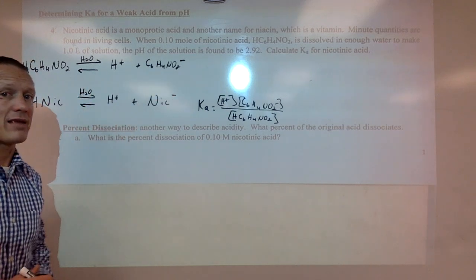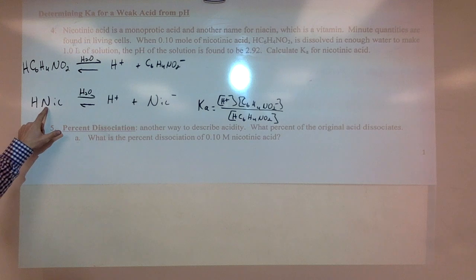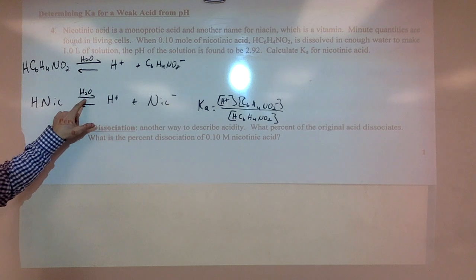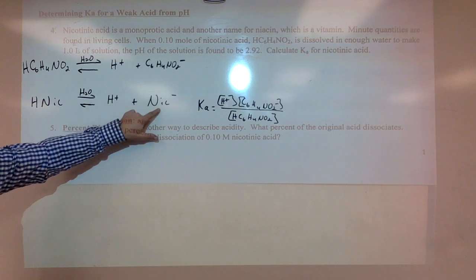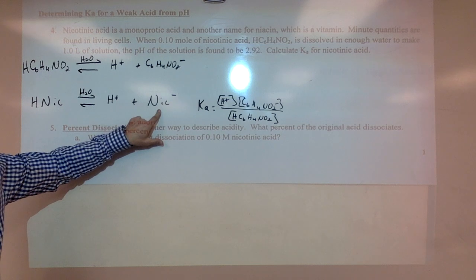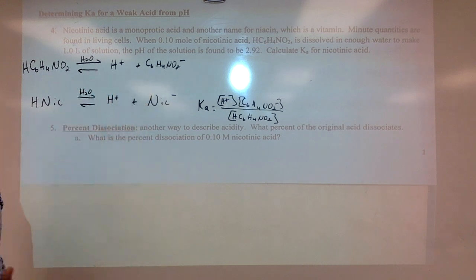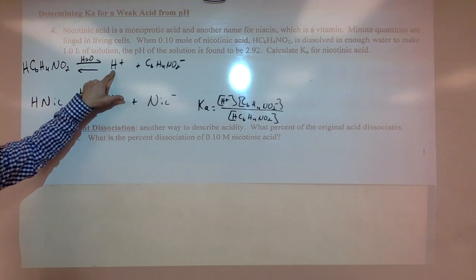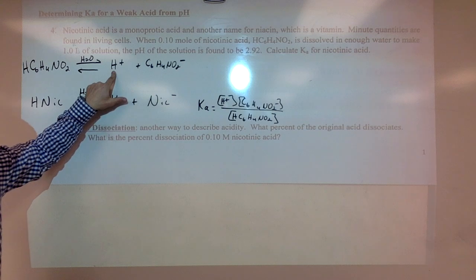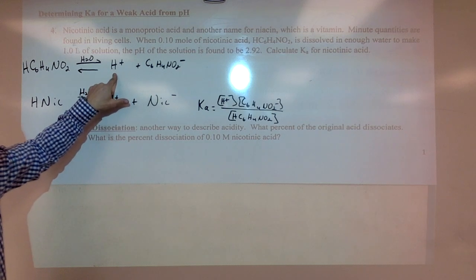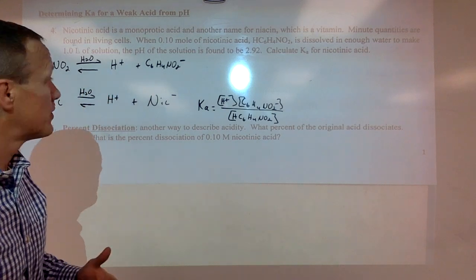Or a lot of times I won't write that out. I'll write it like this. I'll write HNic dissolved in water produces H plus ions plus the conjugate base. I'll just put it as Nic negative. So a lot of times I won't write all of that out. For this problem, I will do that. Remember, H plus is synonymous with H3O, the hydronium ion. So H plus is the same thing as H3O positive. Those are the same two things.